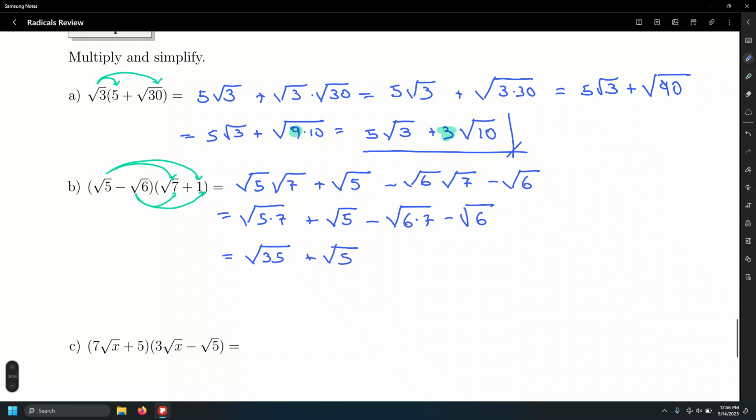6 times 7, that's also okay. That's 2 times 3 times 7, and none of them are perfect squares. So we're just going to keep it as the negative square root of 42. And square root of 6 is just the square root of 6. In this case, and you can see this very often, we will just have a bunch of radical terms for which there's nothing to simplify, nothing to keep doing any further. All right.